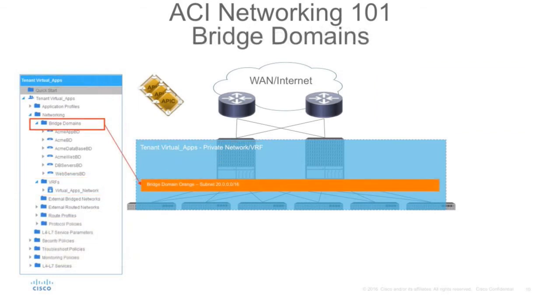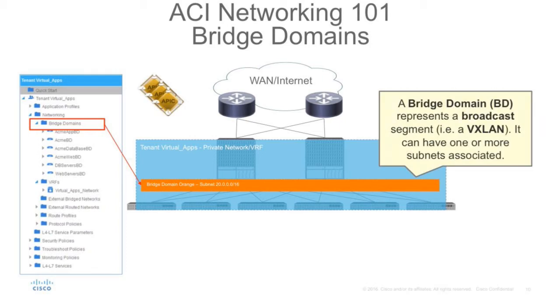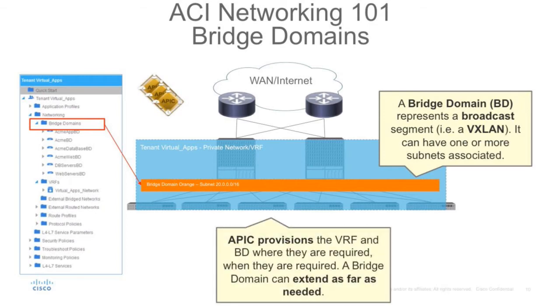Then we have the concept of bridge domains. Each tenant may have one or more bridge domains under a single routing domain. A bridge domain is essentially a broadcast domain that is effectively implemented in the fabric as a VXLAN segment. The fabric is essentially a VXLAN fabric. Now you can have one or more subnets associated with this broadcast domain, and you can share it across multiple applications as well. APIC will not provision, you do not have to configure any of these on any boxes, right?